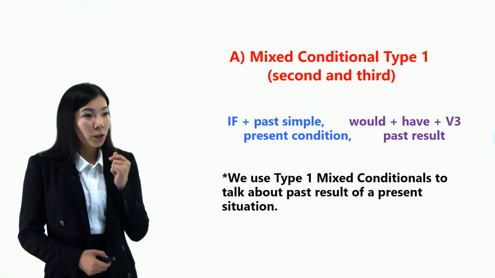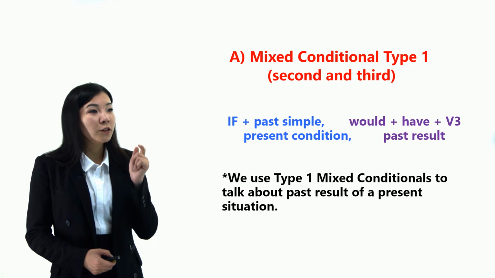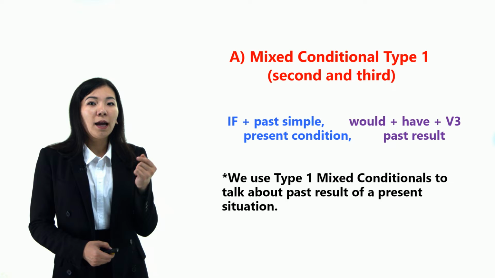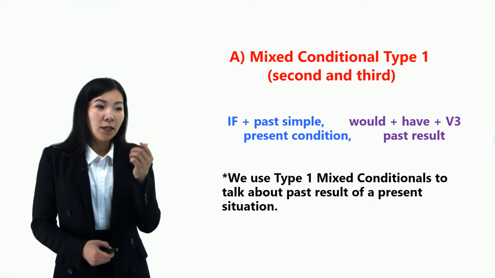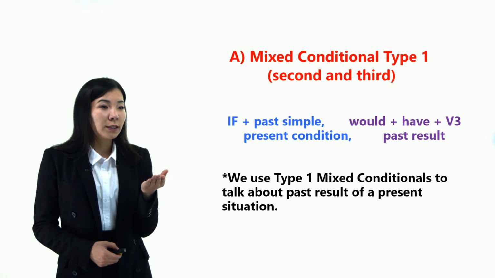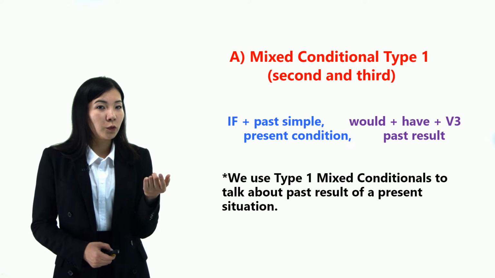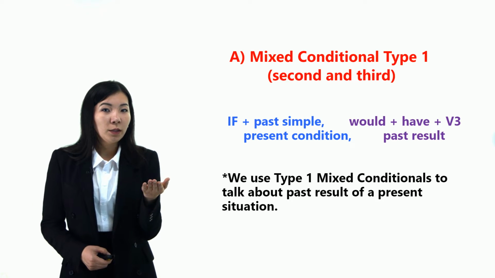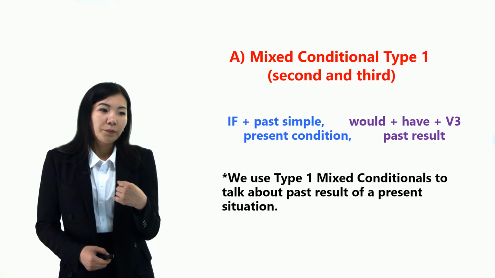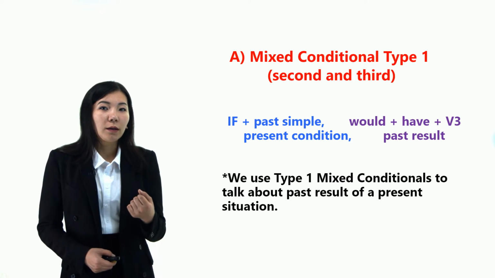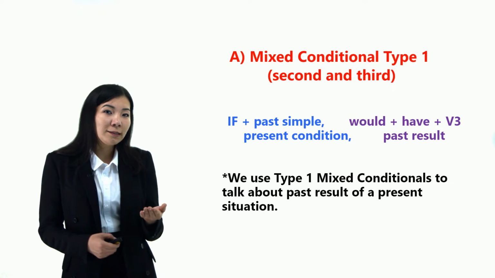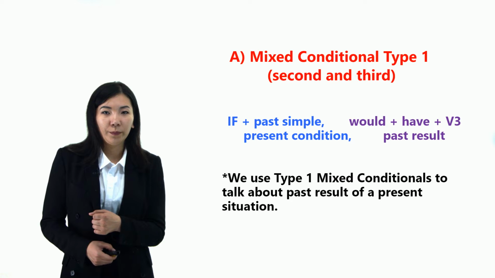So, all in all, we use mixed conditional type 1, which is a combination of the second and the third conditionals. In the if clause, we use past simple, which refers to the present condition. And in the main clause we have would have plus past participle in its turn, which refers to the past result. So the type 1 is used to talk about the past result of the present situation.